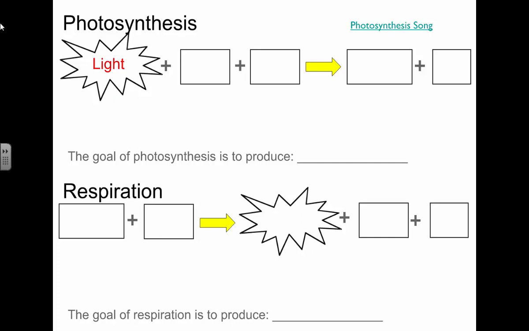And then they need two other raw materials. We might call them ingredients. So this geranium plant back here is undergoing photosynthesis right now. It has light from outside. It needs a couple other things though. What's one thing, Joe? Water? Needs water. Where does it get the water?